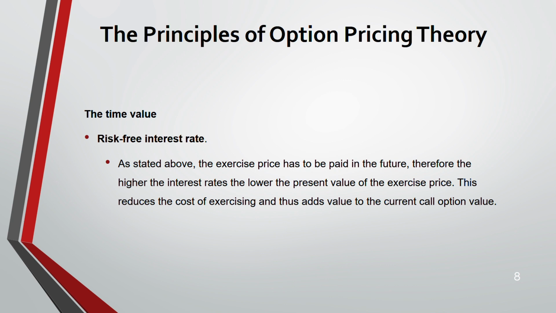So what does it mean? It reduces the cost of exercising and adds value to the current option. That means your call option value will go up. If interest rates are higher, call option value will go up. How? Because it reduces your exercise price. If your exercise price is reduced, it's good for you, right? You're going to exercise the option because you want the exercise price to be low. So if high interest rates lower the present value of the exercise price, it means you will exercise the option, so the current option value will increase. Call option value will increase.